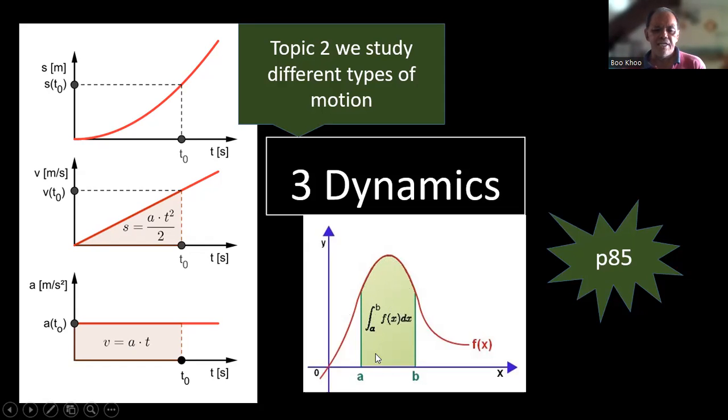Where the area under the graph from A to B is the function, the function or the graph times your dx, that's your x, or sometimes people call it y. This is the book that I use, which I'll introduce to you in a while.